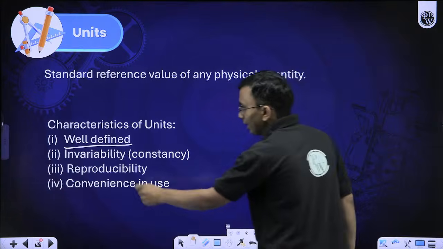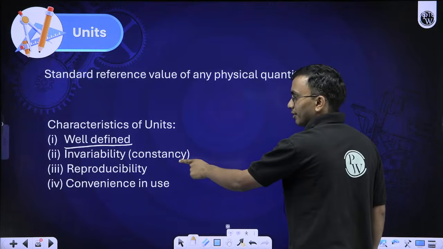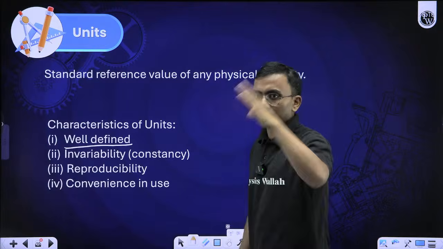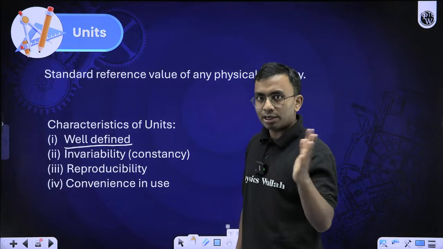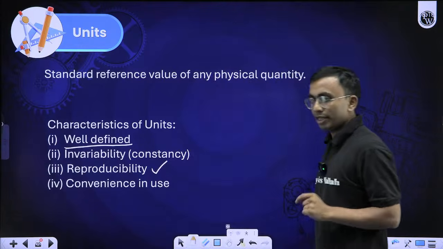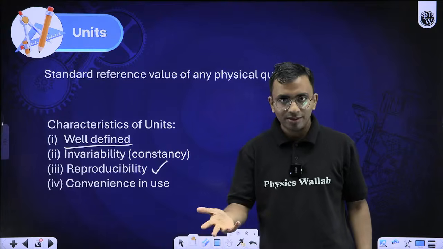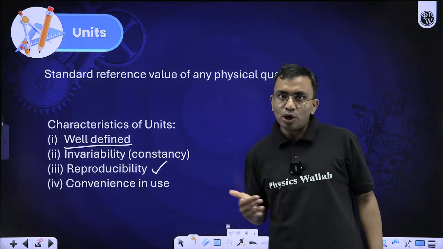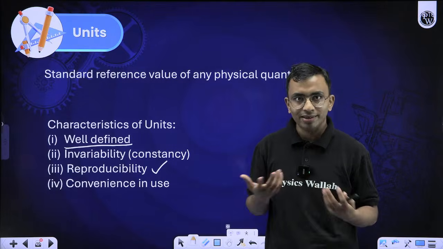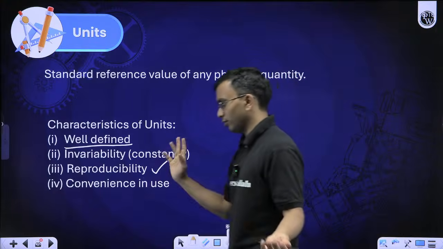Then invariability: there has to be consistency. It should not vary. Sometimes it is like this, sometimes that much. If it keeps on varying, then it is not a unit. Third is reproducibility. It means everybody should be able to use it. It's not that you defined your unit and you are able to use it, but others cannot understand how much it is. There is a confusion, so they cannot use it. And yes, convenience to use, that's all.